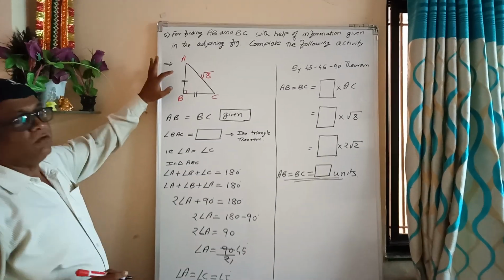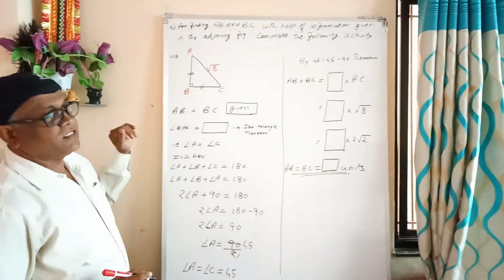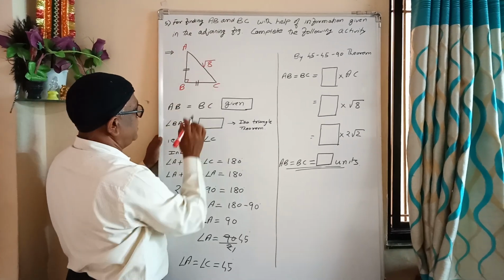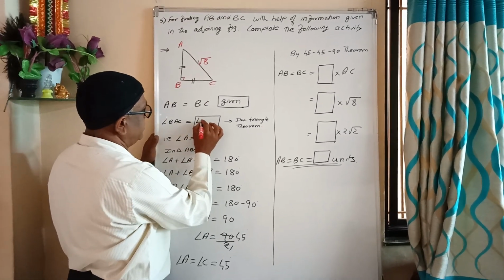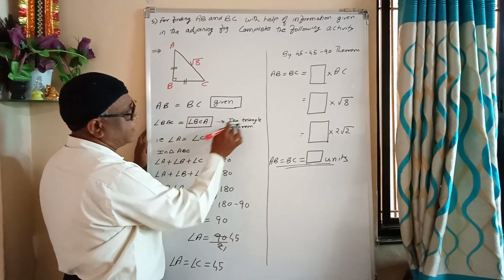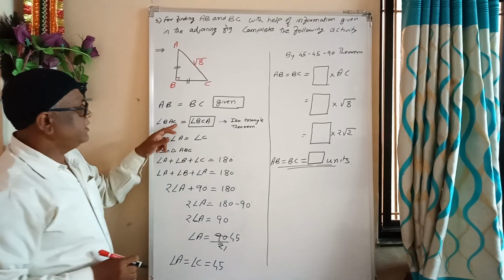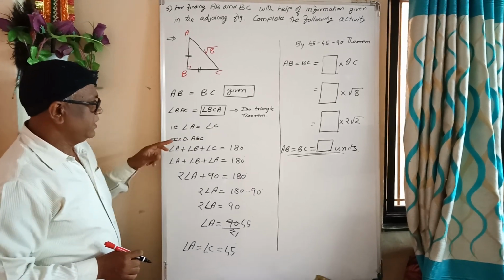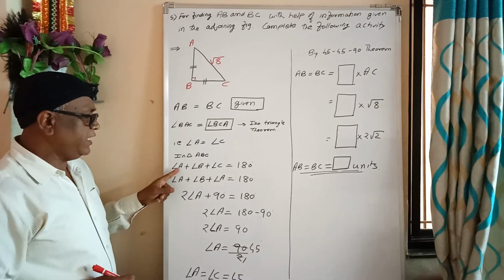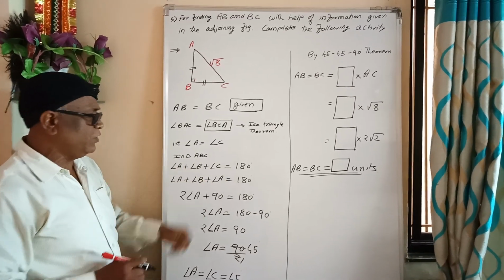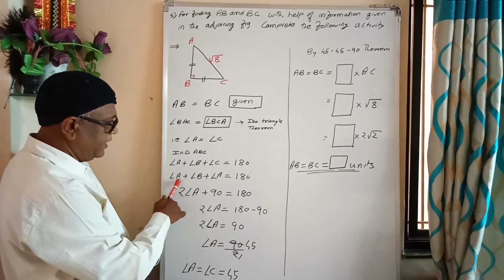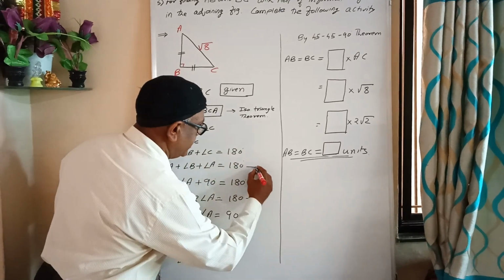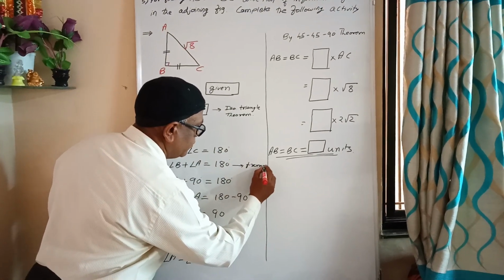Now, we know that the angles opposite to the congruent sides are congruent. So, angle BAC is equal to angle BCA. That is the isosceles triangle theorem. These angles we can write in this way, that is angle A is equal to angle C. Now in triangle ABC, angle A plus angle B plus angle C is equal to 180 degrees. Therefore, angle A plus angle B plus angle A is equal to 180 degrees, that is from 1.